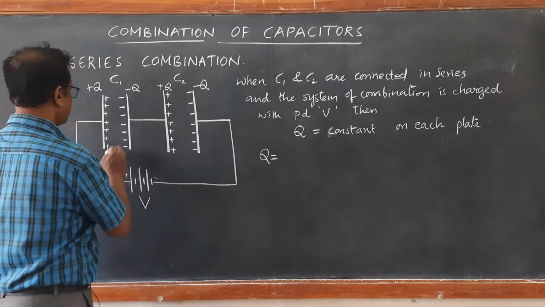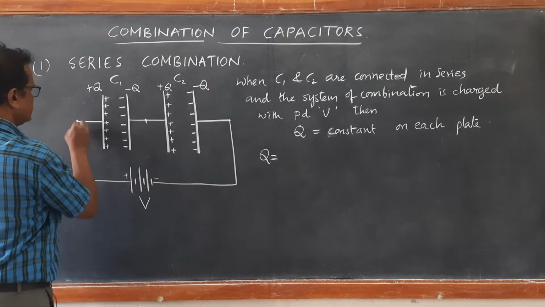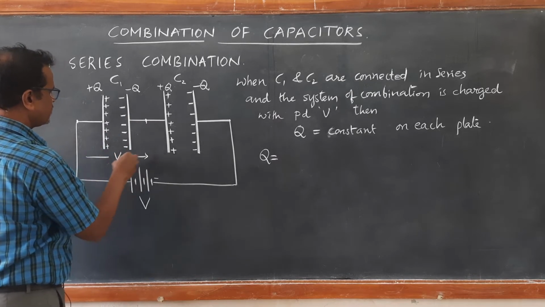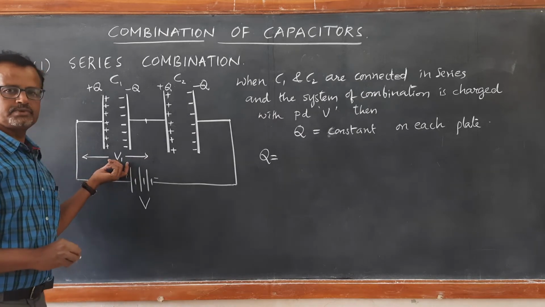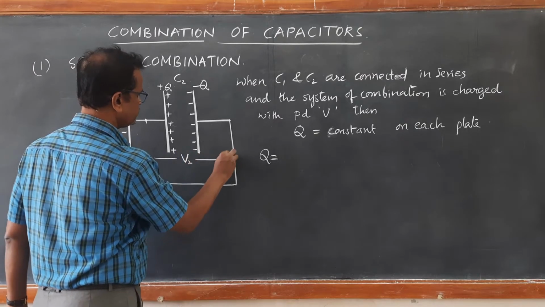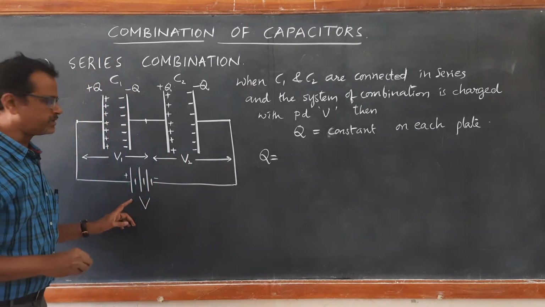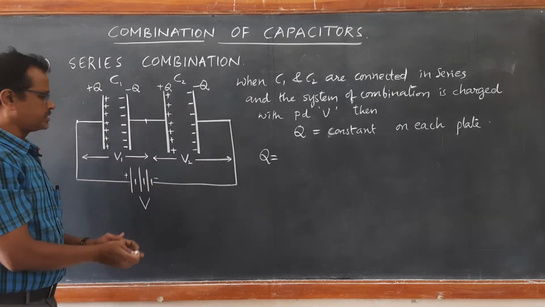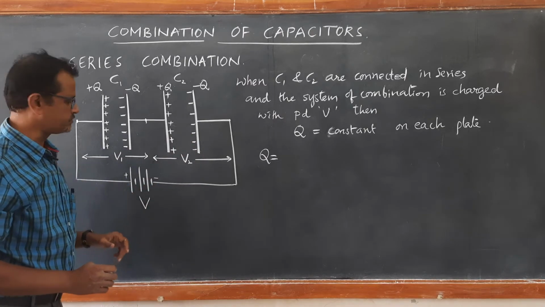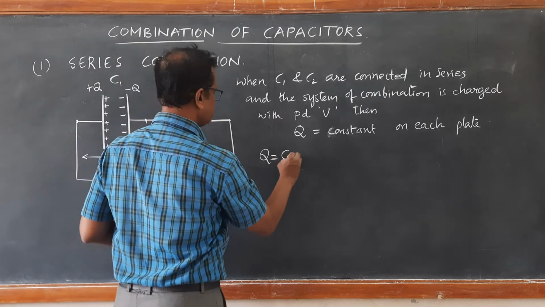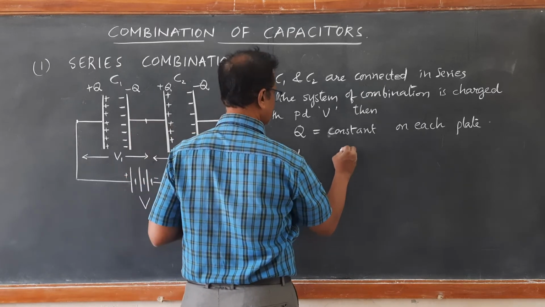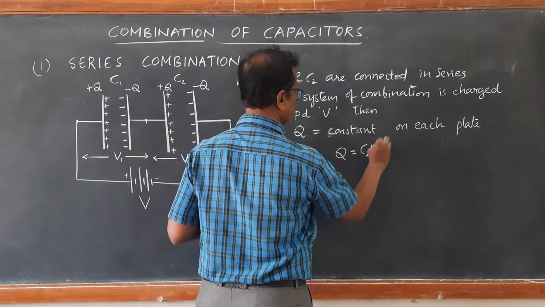You see, when the charge q remains same, if C1 is the capacitance, then the potential difference across these two terminals, suppose I am taking these two as terminals across C1, will be V1, and this will be developing a potential difference V2. So, that the total potential difference V across the system of combination now becomes V equal to V1 plus V2. You see, so Q is equal to C1 V1, and for this second one Q equal to C2 V2.